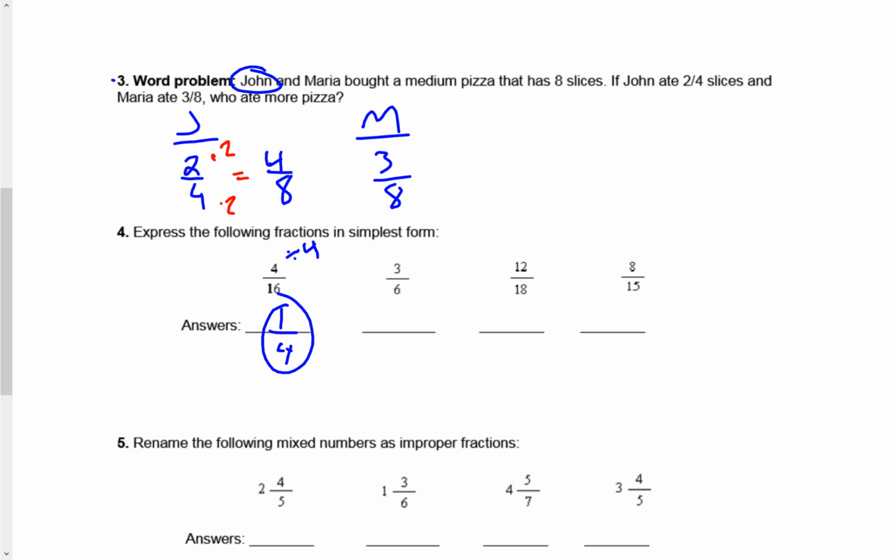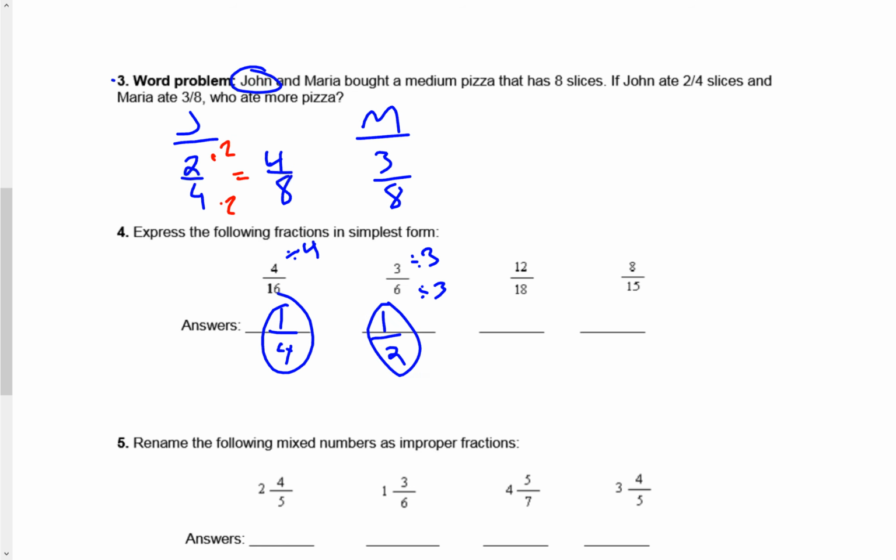3/6. This one you might also have recognized, but 3/6 is going to be 1/2. And the way to show that is you can divide them both by 3. 3 goes into both of them. So divide the top and the bottom by 3. You have 1 on top, and you have 2 left on the bottom, and that's 1/2.